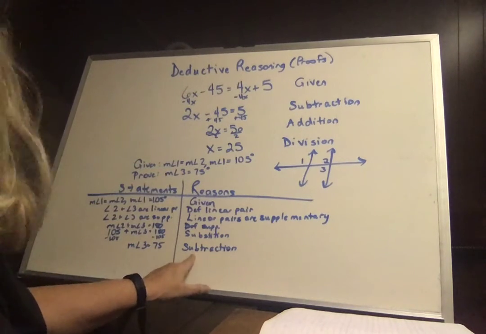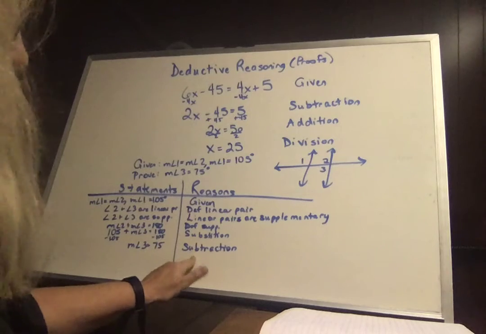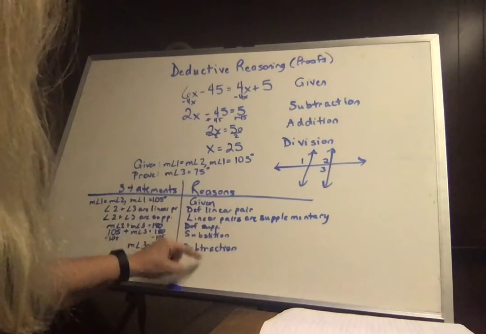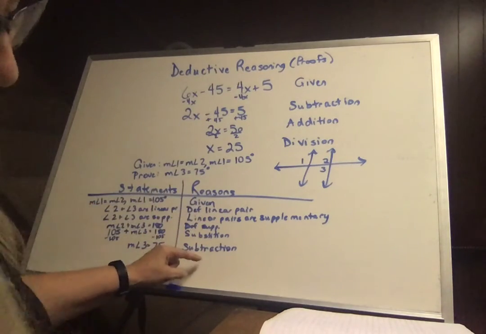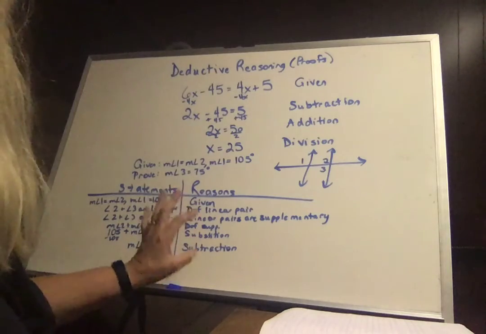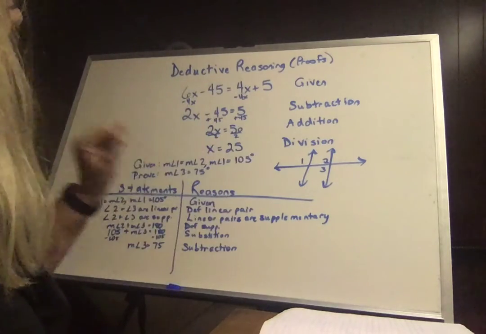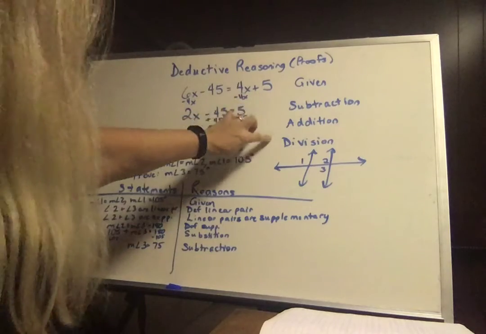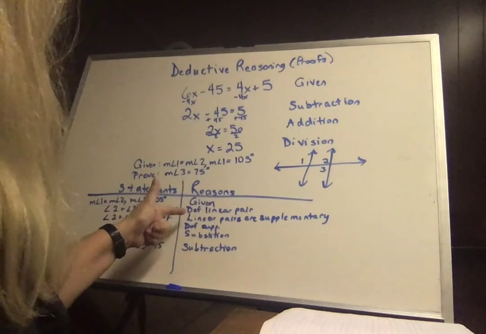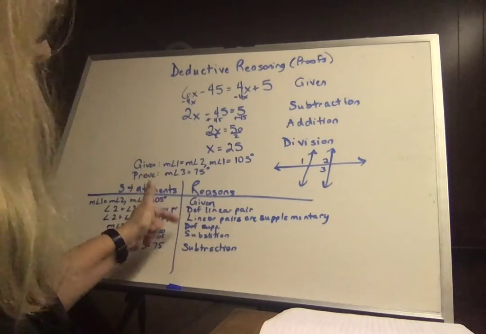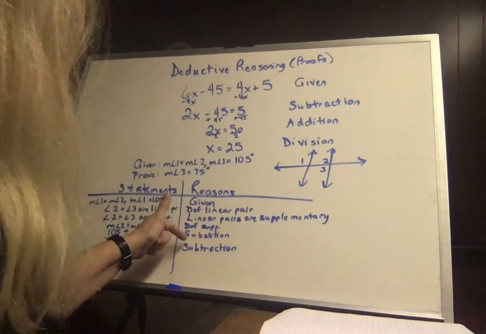Notice this word is not prove. This word will never be prove. This is what you did. All these reasons are proving: properties, subtraction, addition, division, definitions, linear pairs are supplementary, definitions, and substitution.